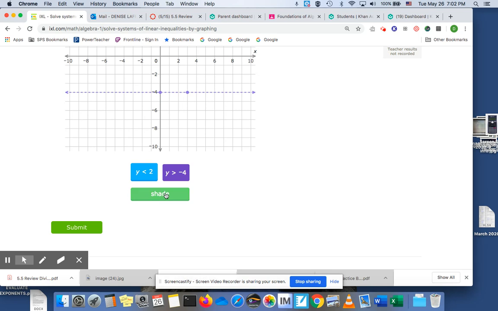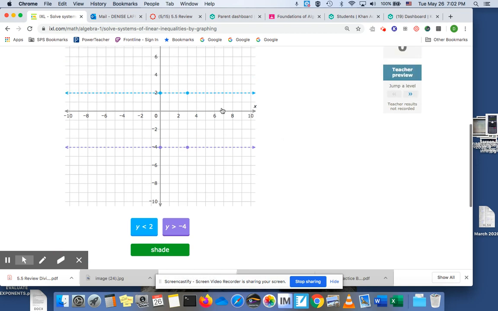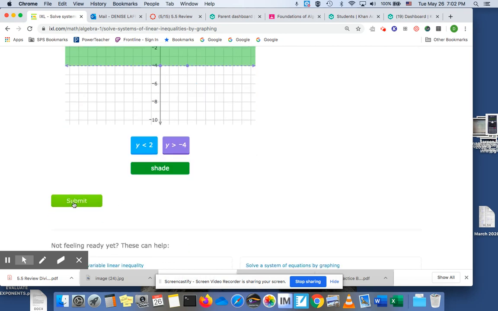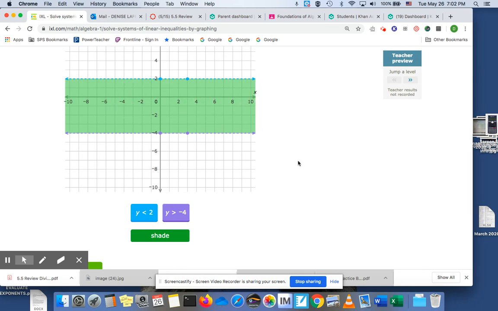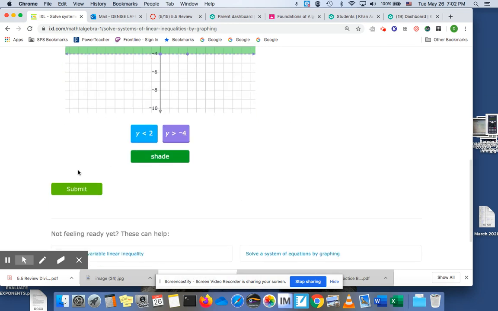Now I can go to hit shade. Inequalities, you have to shade them. My blue line says less than 2, and my purple line is greater than -4. So I go up to here and look to see where is it less than the blue and greater than the -4. We're looking at the y-axis. On the y-axis, above here is greater than -4, and below here is less than 2. So I click on that, and I'm done. I will submit it. That is my solution, by the way. This entire shaded area is your solution. Anything on a dashed line is not a solution.